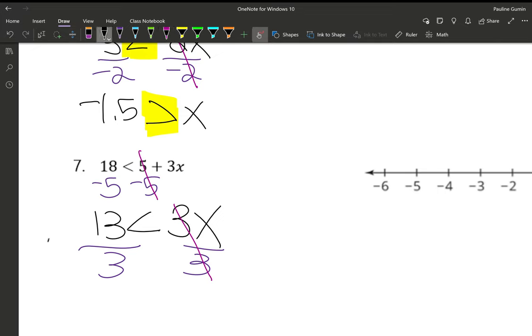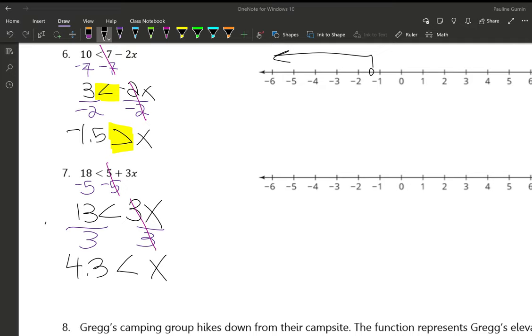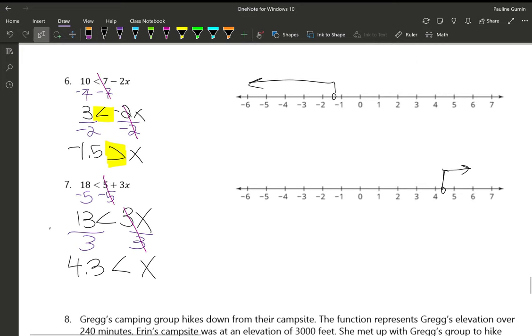13 divided by 3 is 4.3. Our symbol stays the same because we did not divide by a negative. And then we have x. So x is greater than 4.3. Let's graph it. 4.3 is somewhere like, whoops. What's happening? Right over here-ish. Uh-oh. Don't be mean. Okay, perfect. Since x is greater than that, we're going to draw an arrow going to the right. It's a tiny arrow, but that still works. It's still going to the right.